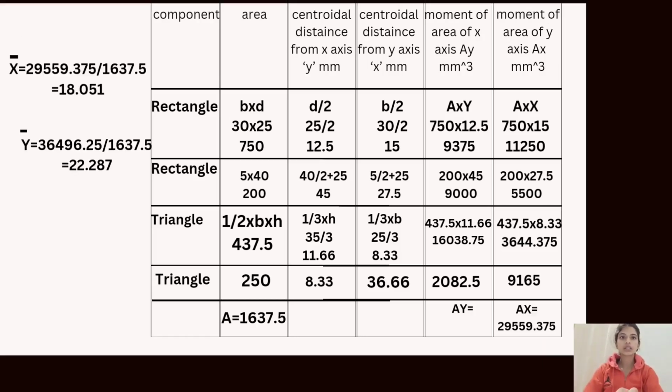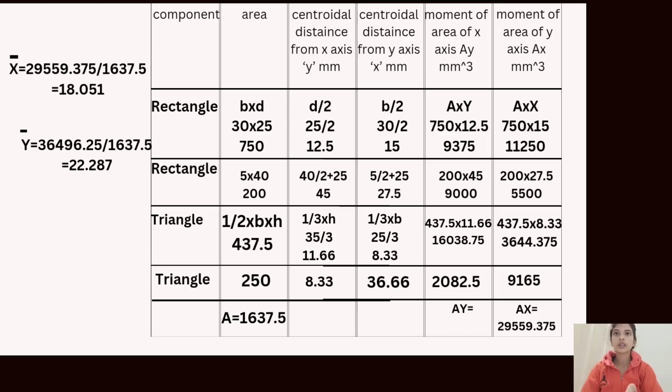Now let's do the summation of area, where the summation of area is 1637.5, and the moment of area about x-axis, the summation of ay, is 36,496.25, and the summation of ax, which is the moment of area about y-axis, is 29,559.375.